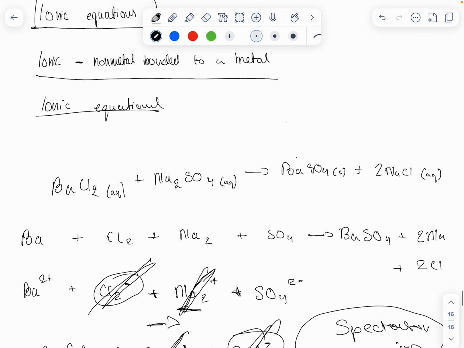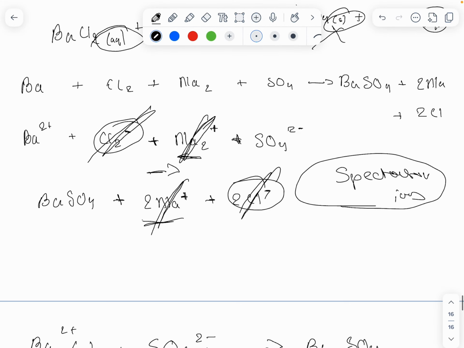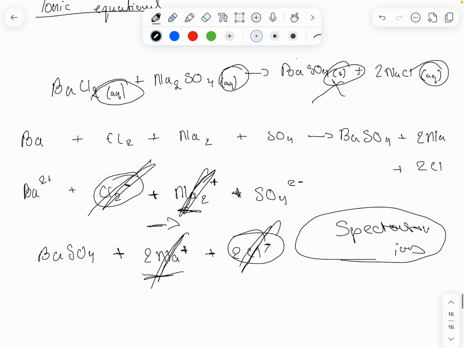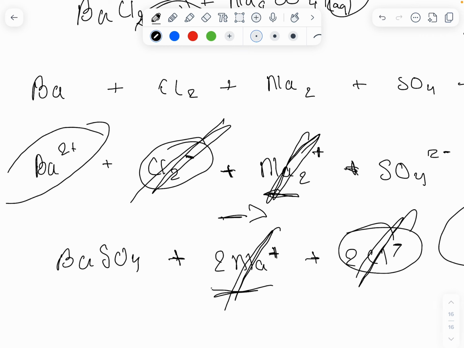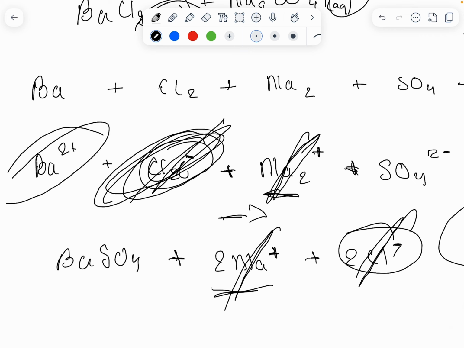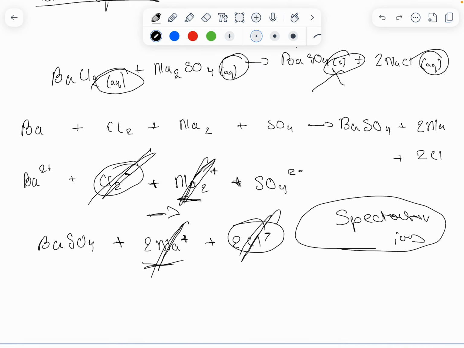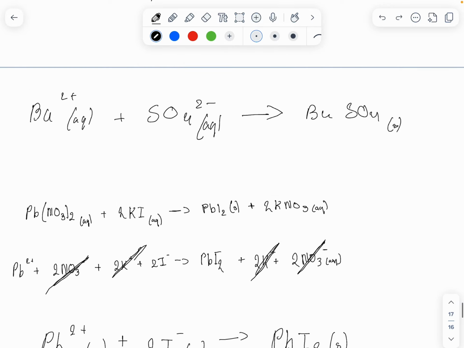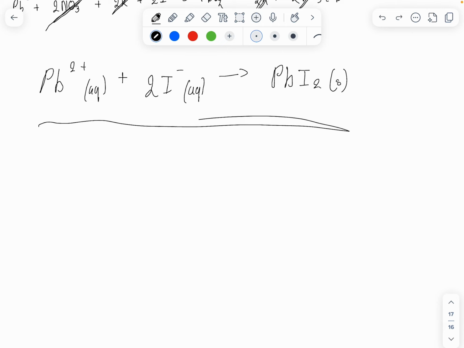To go over the rules again, we can only split the ones with the aqueous. We do not split the ones with solid in it. Furthermore, we have to check the valencies. We can check the valencies either using one that we already know, which is common, like the Cl minus, and balance that out. We need the 2 plus charge from the barium, hence barium is 2 plus. Same thing over here, and we cancel out the spectator ions to get our ionic equation.